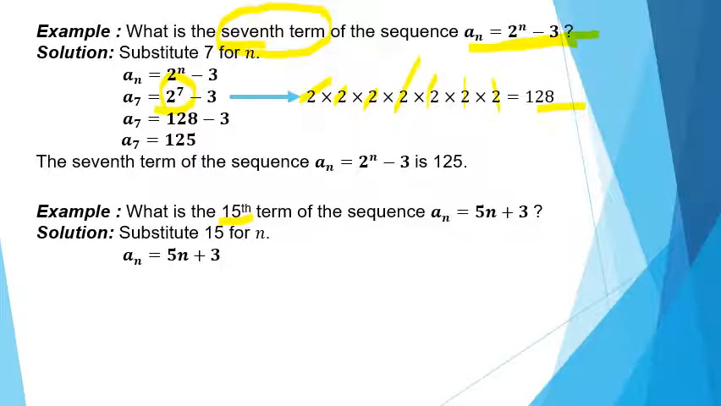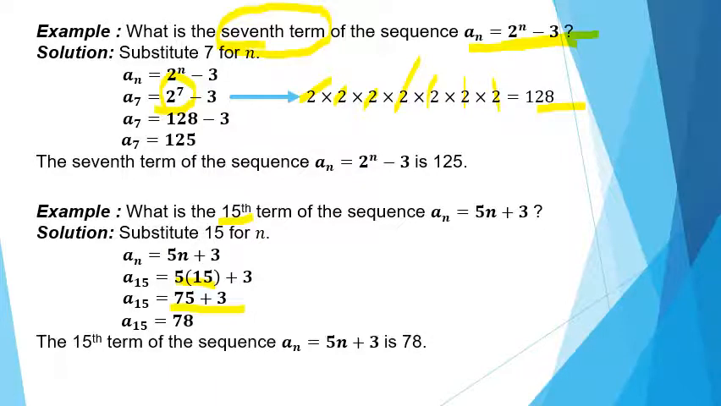A sub n equals 5n plus 3. Ang mangyayari ay a of 15 equals 5 times 15 plus 3. A of 15 equals, ito muna, i-multiply natin ang 5 times 15. We will have now 75. So, a of 15 equals 75 plus 3. A of 15 equals 78. The 15th term of the sequence a of n equals 5n plus 3 is 78.